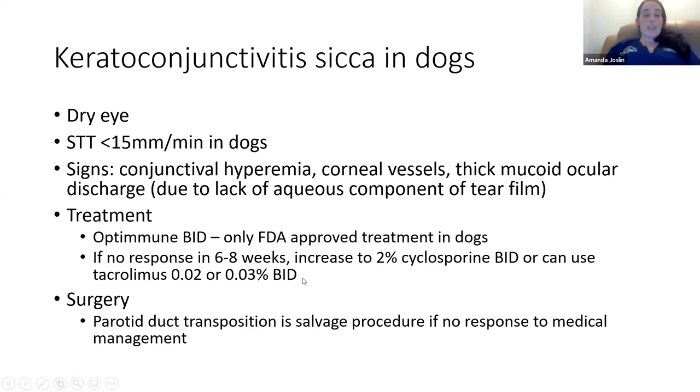If there is no response to treatment, there is a wide range of concentrations, so tacrolimus goes up to 1%. There's 0.03%, 0.5%, and 1%. Cyclosporine only goes up to 2%. But if we fail using cyclosporine with tacrolimus together and also adding in pilocarpine either topically or on the food, then we talk about doing a parotid duct transposition as a salvage procedure for management of the eye. But we say salvage procedure because that is bringing saliva to the eye itself, which is better than nothing, but has a higher calcium content. So they're more likely to get ulcerations and issues from the calcium on the eye.